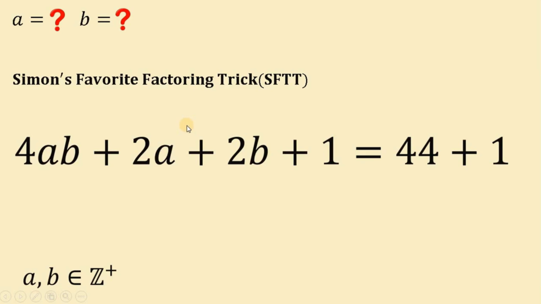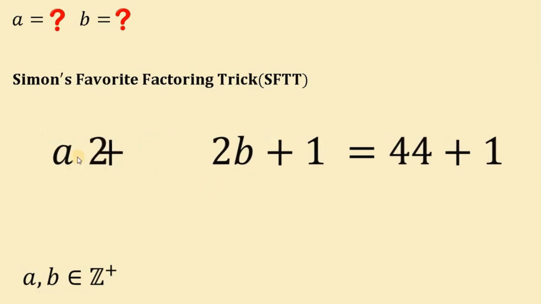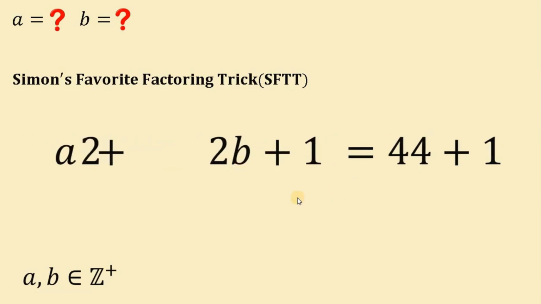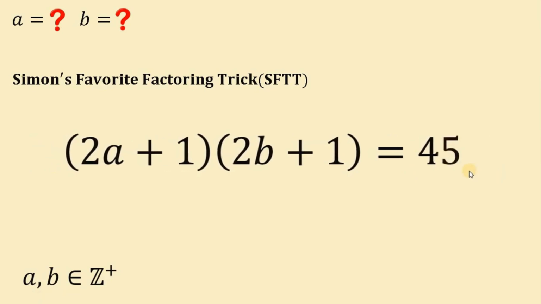If we factor this, we get (2a plus 1) multiplied by (2b plus 1). Now, if we distribute this, or multiply 2a plus 1 and 2b plus 1, we will go back to 4ab plus 2a plus 2b plus 1. So again, let's go back to the factored form. And on the right-hand side, 44 plus 1 is definitely 45.